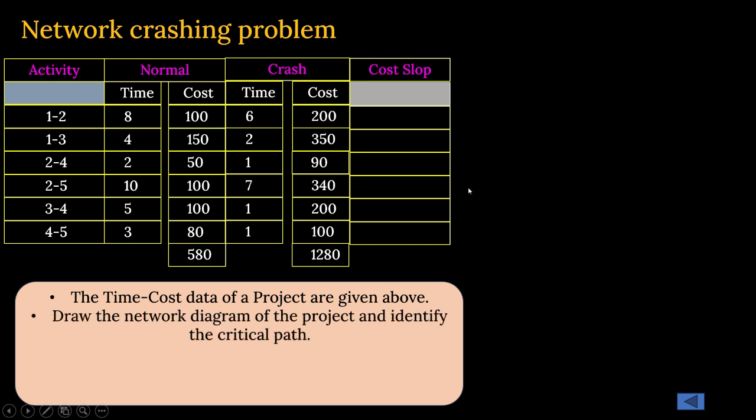Now, what we have to do? Draw the network diagram of the project and identify the critical path. Clear? Remember, we have told you how to do that. We have shown you how to calculate the slack. Before that, the earliest start time and latest finish time, forward method, backward method, all these things we have discussed.